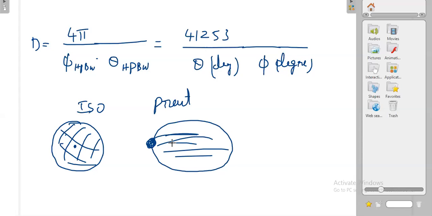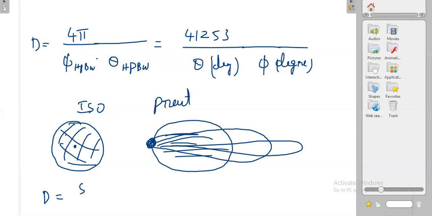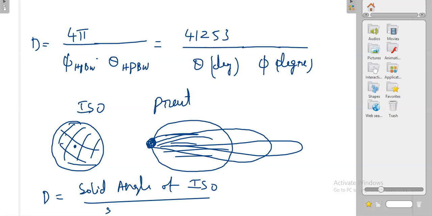So the lesser the solid angle, the more the directivity. If I reduce the solid angle, I'll get more directivity. So intuitively this is okay. Directivity is the solid angle of the isotropic radiator divided by the solid angle of the practical antenna. Simply, you can remember it like that.